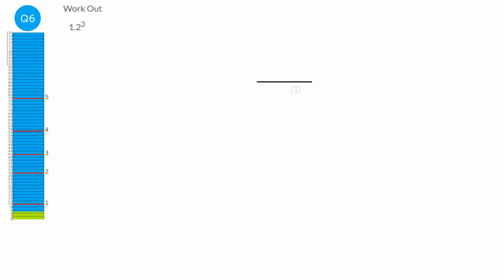So we can either use the calculator to work out what 1.2 cubed is, or we can do 1.2 times 1.2 times 1.2. If you want to use the calculator to go straight there, you type in 1.2, and then normally there's a button that looks like this, X with a little 3, and that will give you the answer. Or if you're not sure how to do that, you can times it by itself 3 times and you get the answer 1.728.